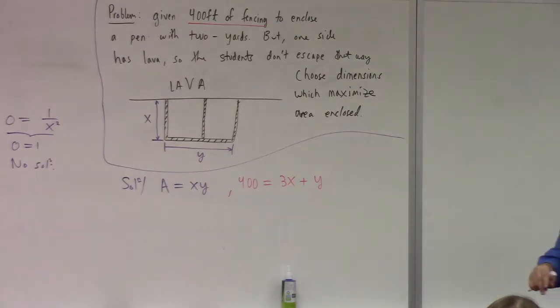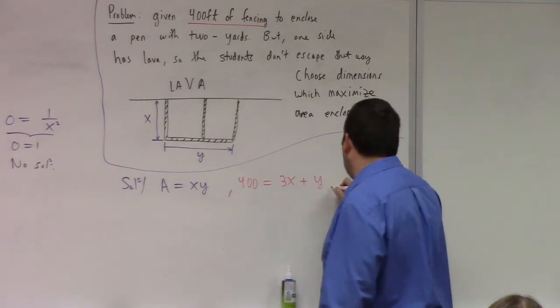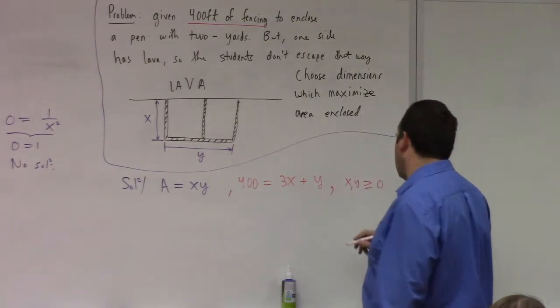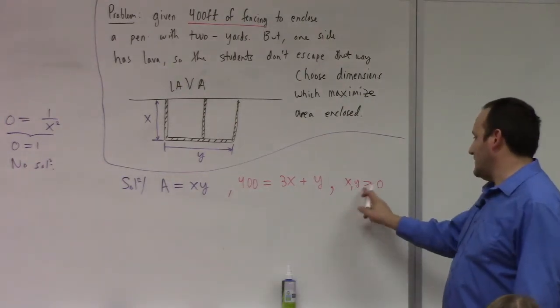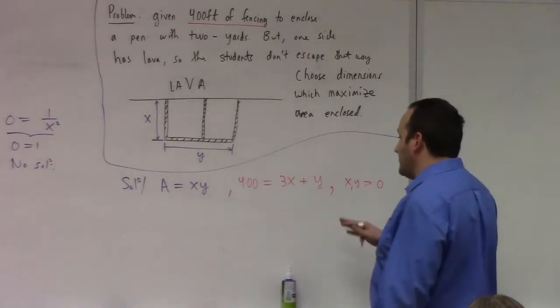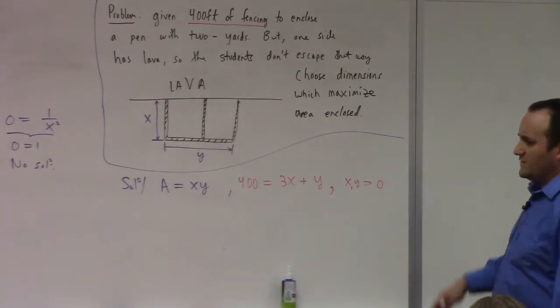There's something else worth emphasizing: x and y are assumed to be greater than or equal to 0. In fact, 0 is not really an allowed solution. For physical reasons, we're really looking at x and y positive, or I guess we could throw in greater than or equal to 0. But so how do I solve this?